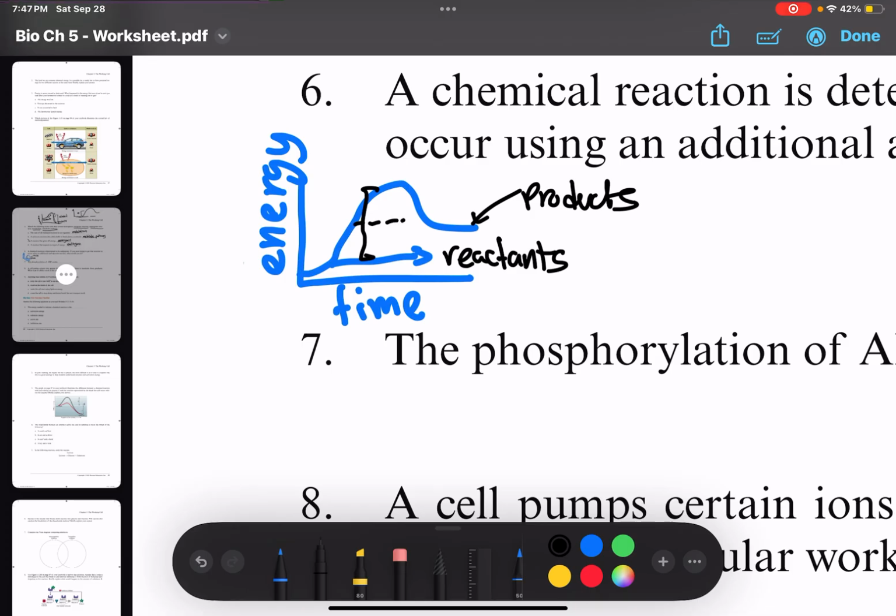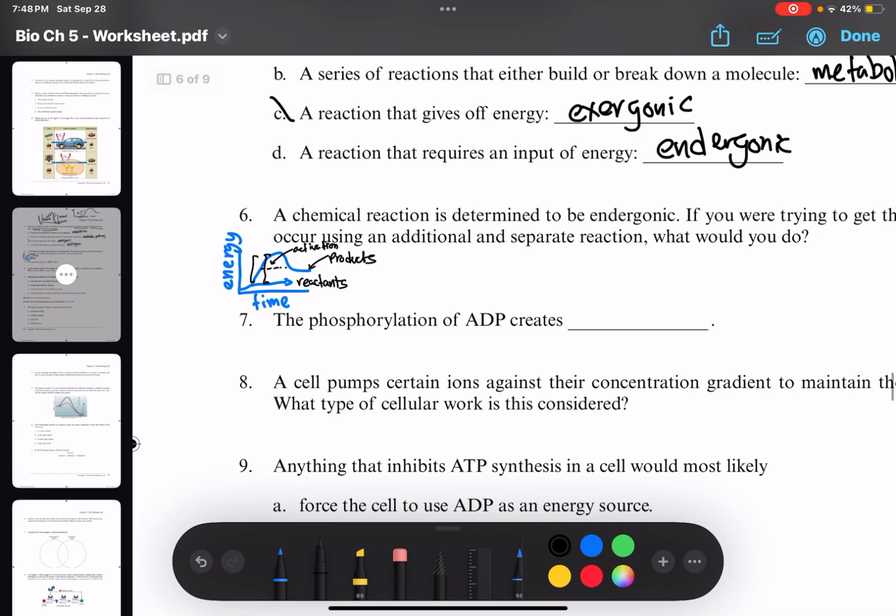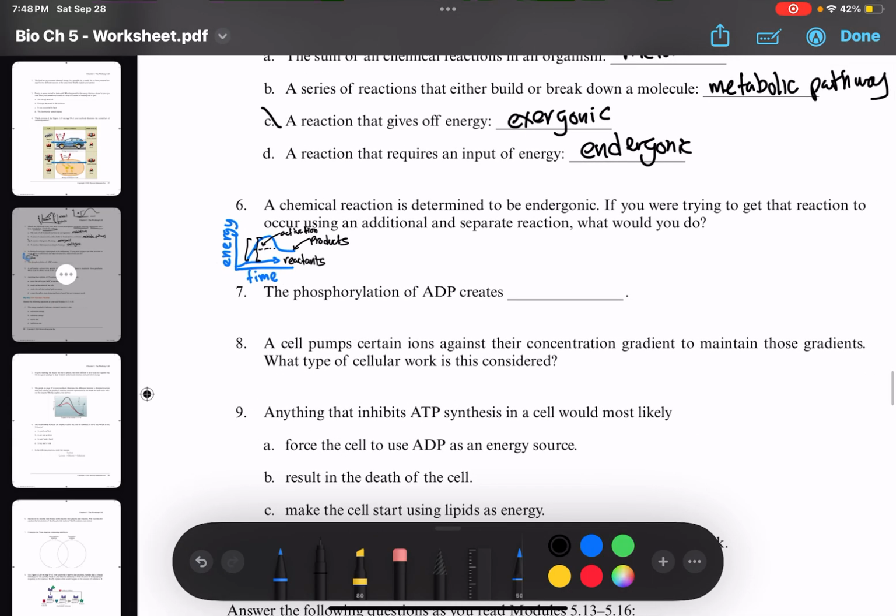This here is more specifically the activation energy, but this area in general is the energy being needed. Again, this requires energy to be inputted to allow us to do the reaction, right? So the question is asking, a chemical reaction is determined to be endergonic. If you're trying to get that reaction to occur using an additional or separate reaction, what would you do? So what would we do?